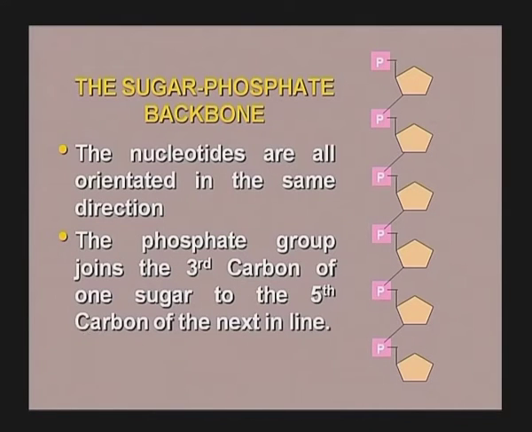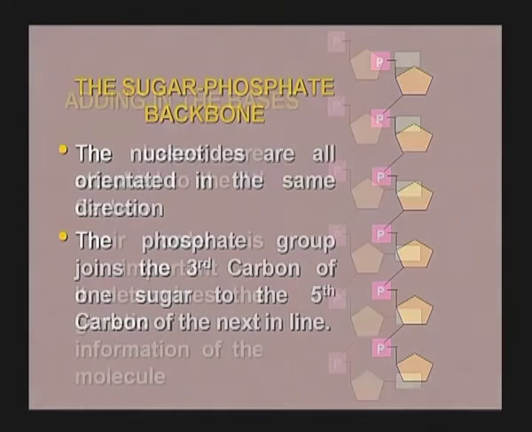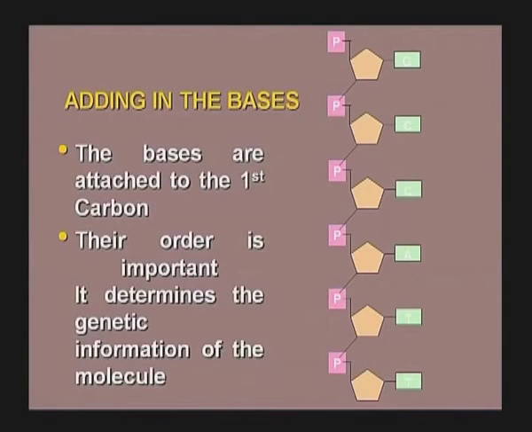The nucleotides are all oriented in the same direction. The phosphate group joins the third carbon of one sugar to the fifth carbon of the next in line. This position, known as 3' to 5', determines the direction or the polarity of the chain, especially in case of DNA. Adding in the base, the bases are attached to the first carbon and their order is important. It determines the genetic information of the molecule.